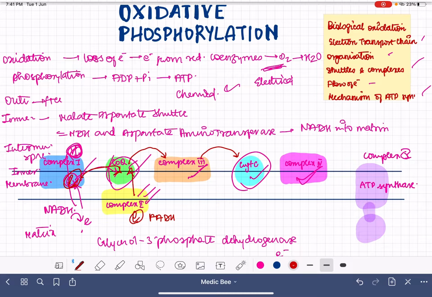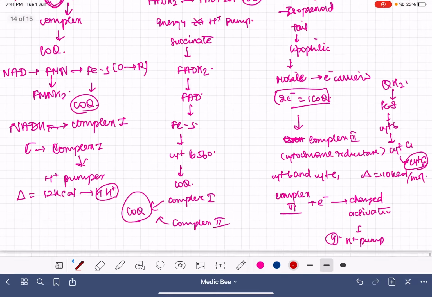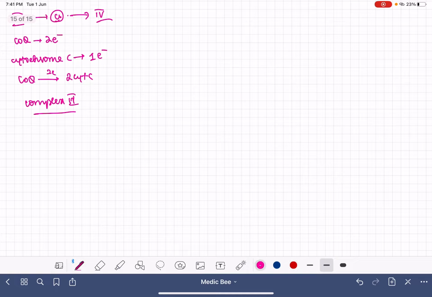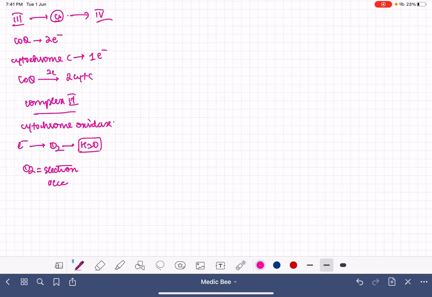Cytochrome C is again an electron carrier or electron transporter. From cytochrome C, the electrons now reach complex 4. We will discuss it again here. Complex 4 is also called the cytochrome oxidase. It is at this stage that the electrons received from cytochrome C are accepted by oxygen to produce water. So finally, O2 is the electron acceptor.